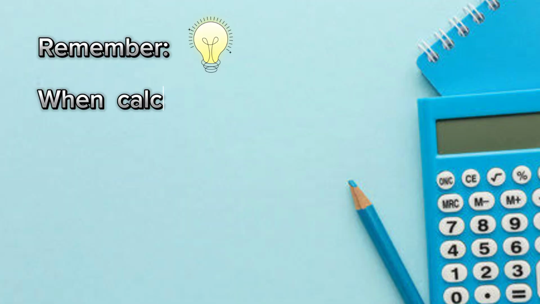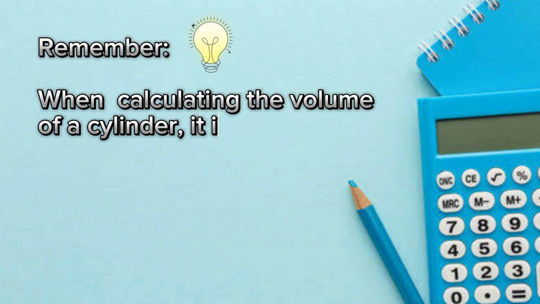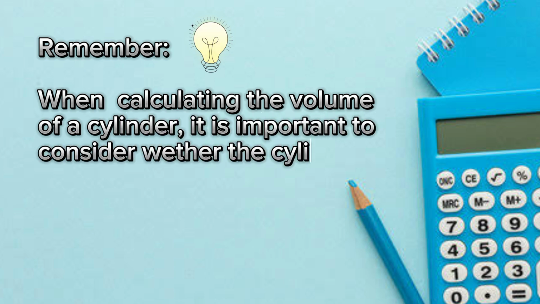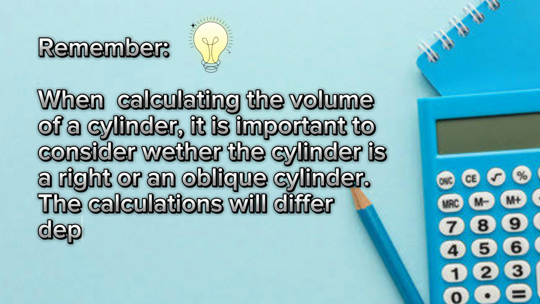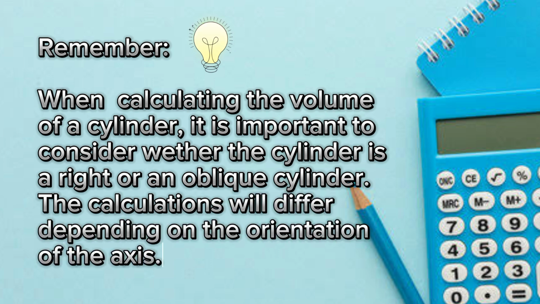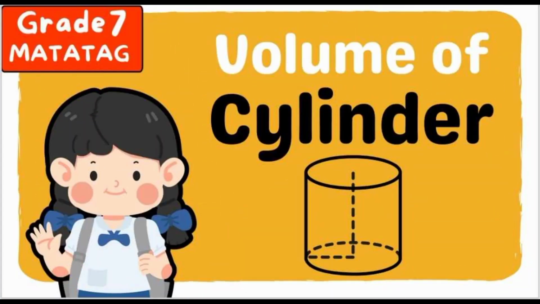Remember, when calculating the volume of a cylinder, it is important to consider whether the cylinder is a right or an oblique cylinder. The calculations will differ depending on the orientation of the axis. Let us now proceed to the main topic, which is the volume of a cylinder.